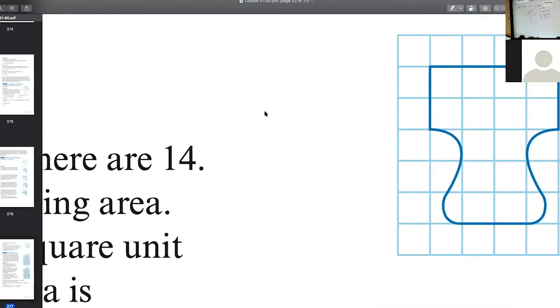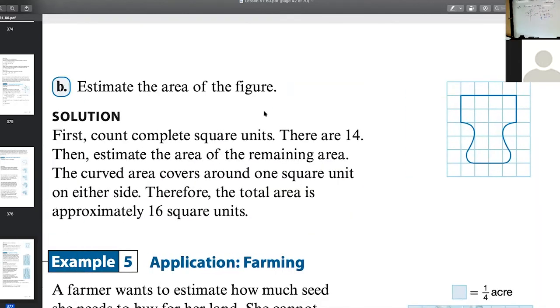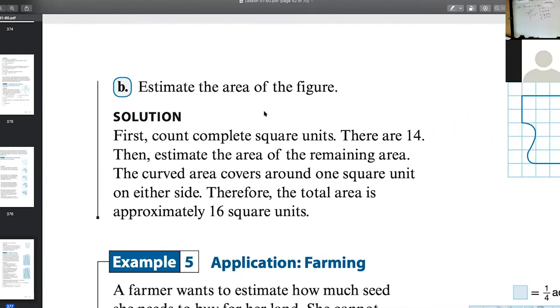Okay, so look at this one. Let's estimate the total area of this. What do you do first? All the full squares. Yeah, so how many full squares are in that shape? 14. I see 8 on top and then 6 in the middle there. So we're just looking at complete squares. Now, how many partial squares do we have? Just the 4? Wait, 6. There's 1, 2, 3 partial squares on each side. So you have 14 plus half of 6, which is 3. So 14 plus 3 is 17.